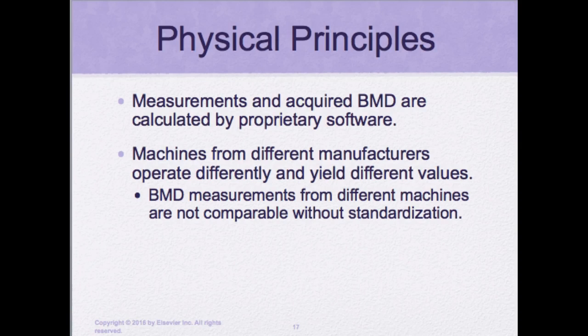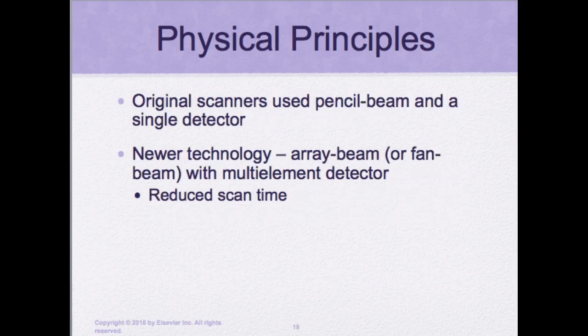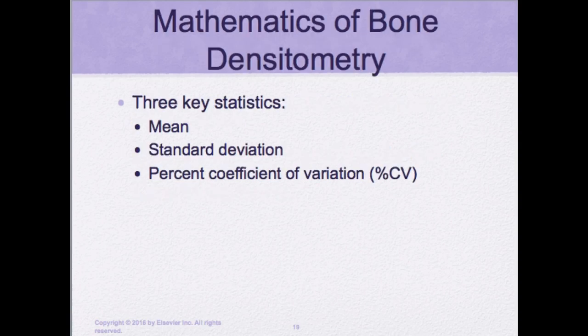Machines from different manufacturers operate differently and yield different values, so it's important that the patient goes back to the same machine each time to have a consistent reading. BMD measurements from different machines are not comparable without standardization, so it's really important that it's the same machine each time. Original scanners use a pencil beam and a single detector. Newer technology uses an array or fan beam with multiple detectors, and it reduces the scan time.